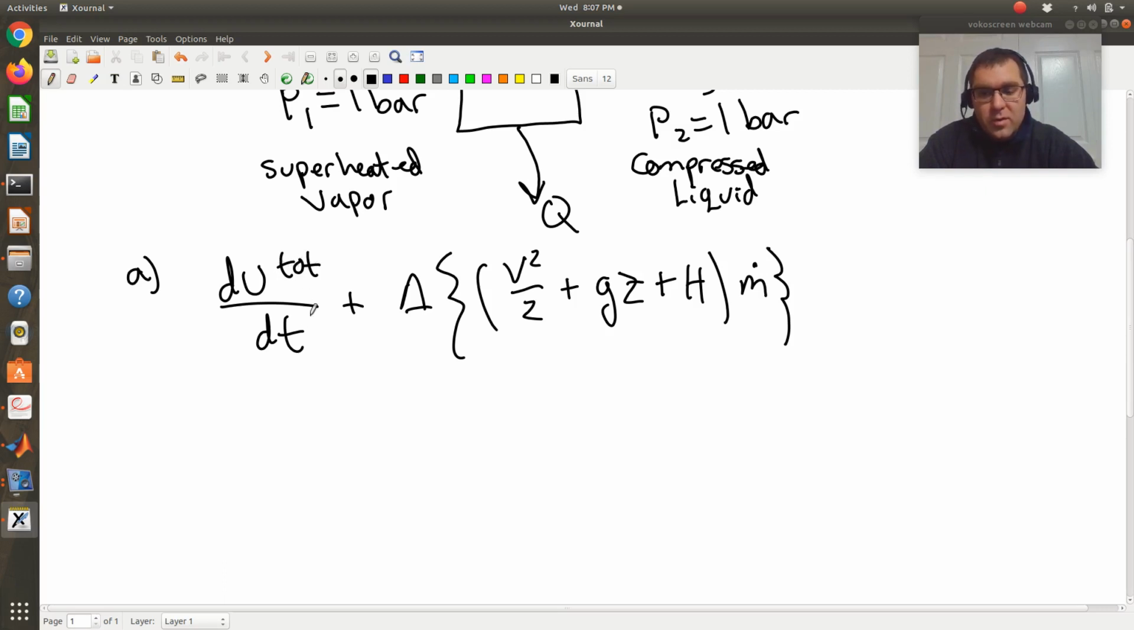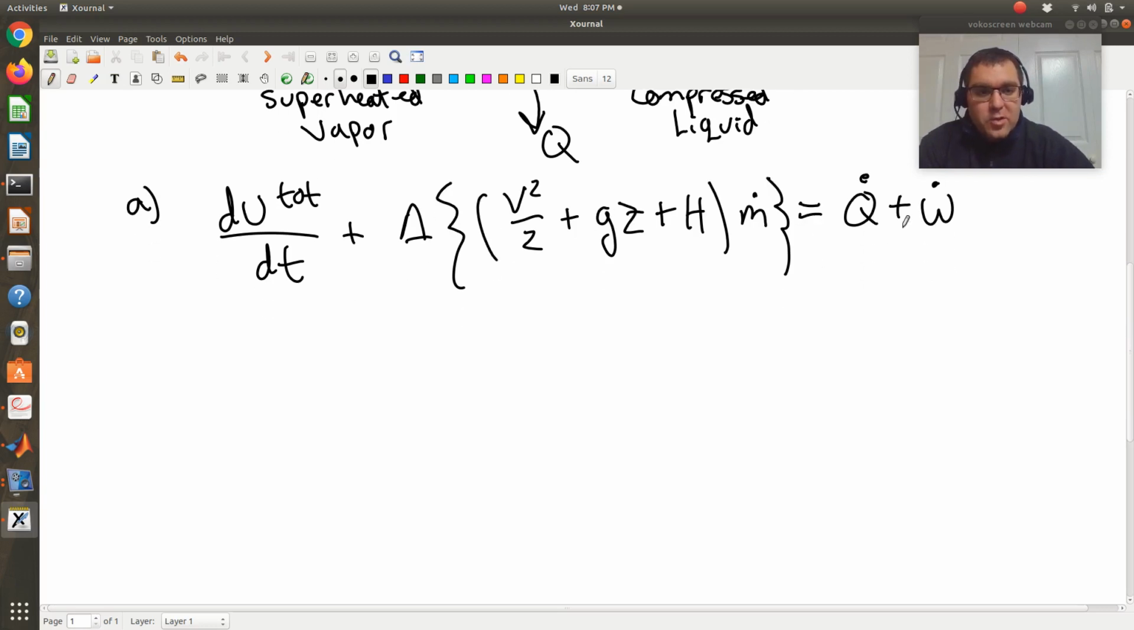U total has units of energy, so dU total dt has units of energy per time. H here would be my specific enthalpy, energy per mass, so I'm going to multiply it by my mass flow rate, mass per unit time, so that my units are consistent and work out. And that's going to be equal to Q dot plus W dot. So once I write down my general expression for my first law, I'm going to start by making assumptions. The first assumption I'm going to make is that we're operating at steady state.